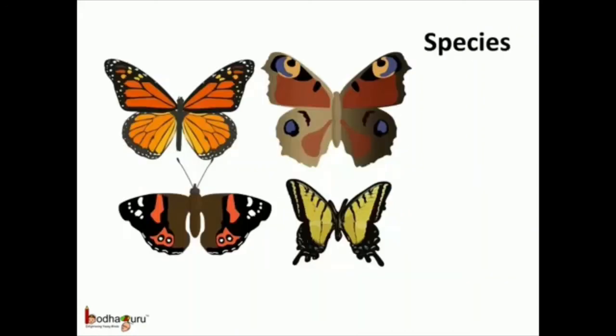All the living organisms are not the same. A dog differs from the cat. A butterfly differs from all the other insects. There are many kinds of butterflies. They may look different, but their body structure, food habit, and many other things are similar. The group of such similar kind of organisms is known as species.